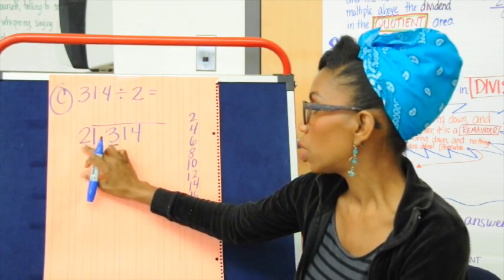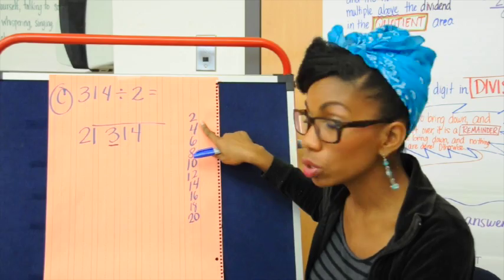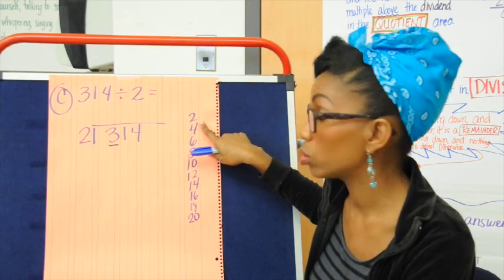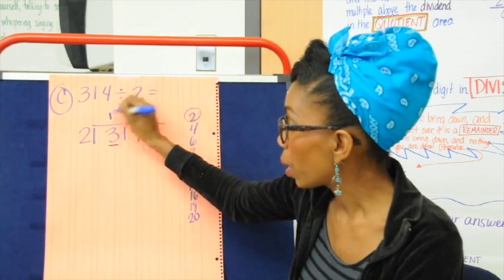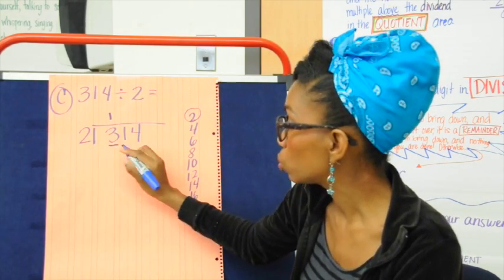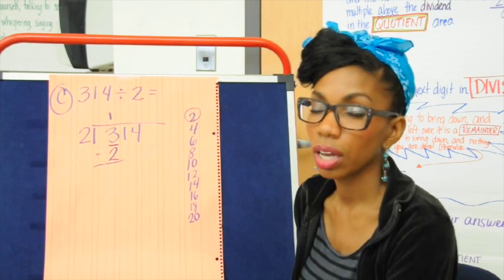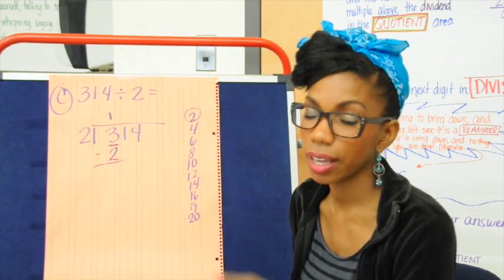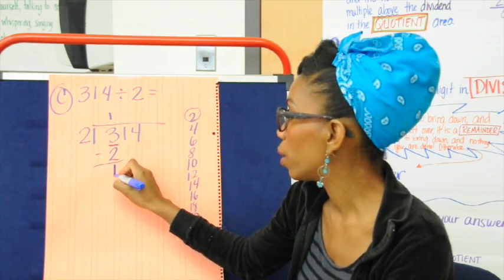place value. So how many times does 2 go into 3? Or which multiple of 2 is closest to 3 but not greater than 3? And it is 2. So the very first multiple, I can write my 1 up top, and then my multiple goes right underneath. Now I subtract. 3 minus 2. I was almost about to add, you guys. Have to remind myself, subtract, subtract. 3 minus 2 is 1.